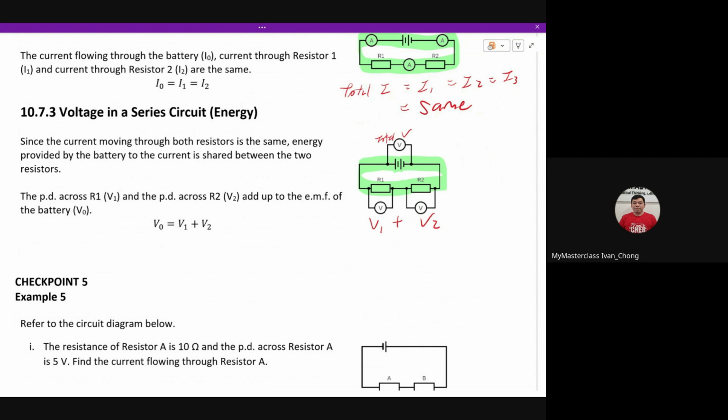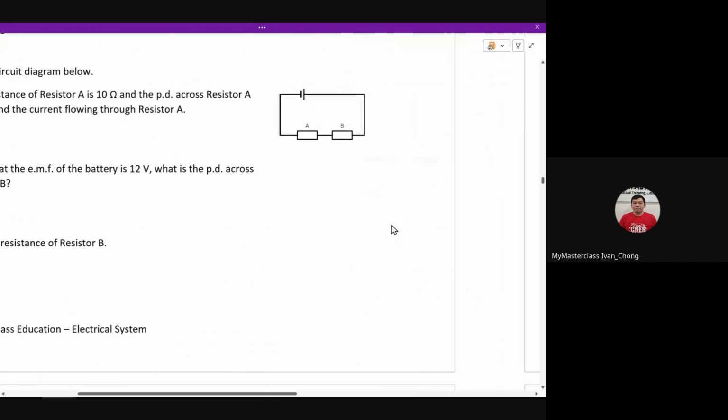V1 and V2, the resistors R1 and R2, they have their own resistance, right? So you can just imagine it's like climbing a mountain. You need to use up some of your energy to overcome your mountain. So because of this, we will actually use up some of V1 and V2 so that we use up all of the energy to go back to the battery. Okay, so first things first, this is for series circuit. So for series circuit, the number one thing we want to write is V equals IR.